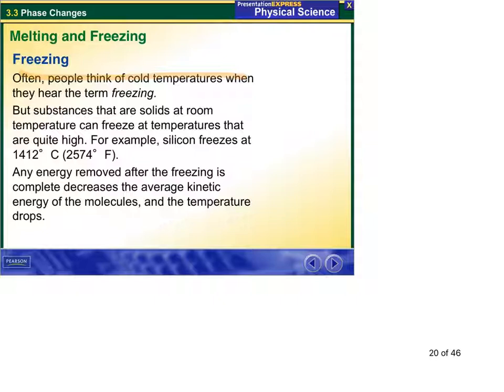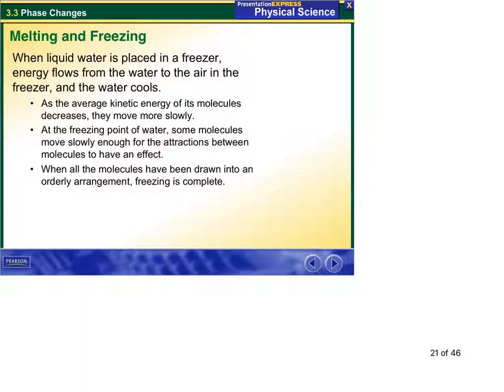So when we think freezing, we generally think it's really, really cold, but different things freeze. Here's an example. Silicon freezes at 1,412 degrees Celsius, which is 2,574 degrees Fahrenheit. So things that are solid at room temperature can freeze at pretty high temperatures. So freezing is actually just a change from liquid to solid. It can occur at a variety of temperatures for different substances.